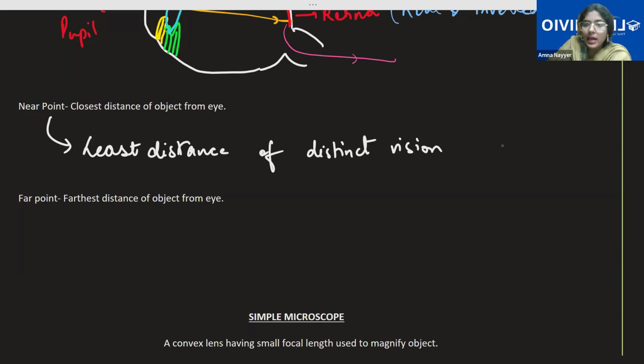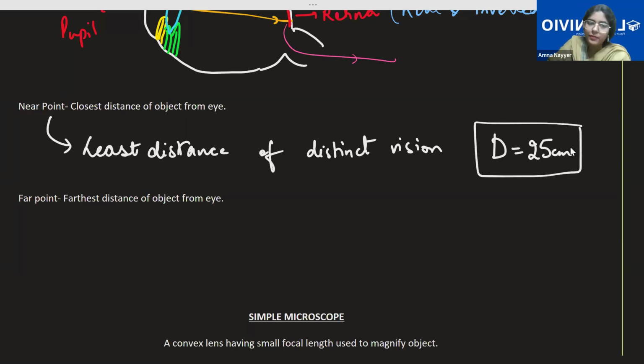This term will be used and a capital D will be used to represent it, and the value is 25 centimeters. This much should be remembered by you. Then you have the far point of the eye. Far point of the eye means where you are able to see. We are able to see the sun also. We are able to see anything that is located closer to us too. So it means where can the human eye actually see?